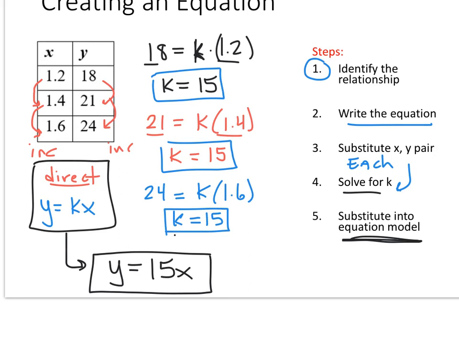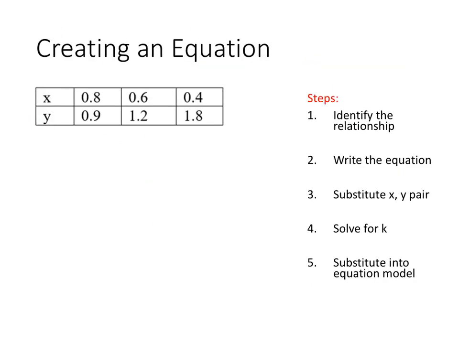So we just have to make sure that every time we're given a table of values, we're finding the k for each particular ordered pair so that we can find the respective k value and make sure that it's the same every time. Okay, so I'm going to do that with this one as well.